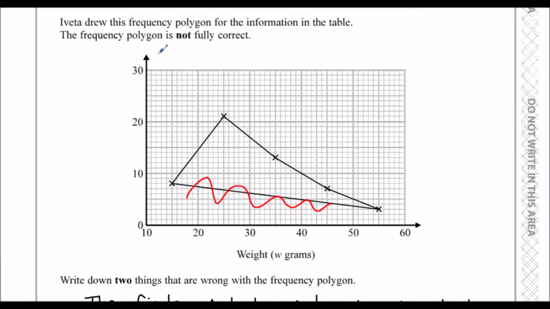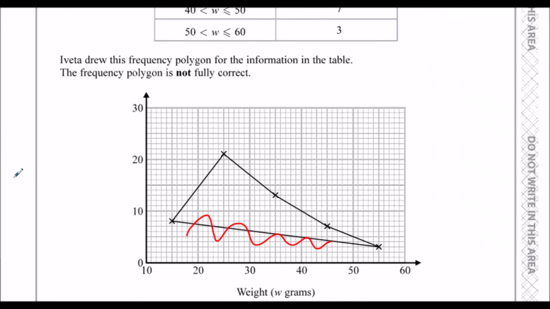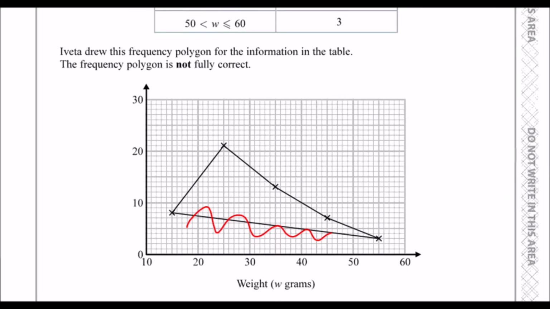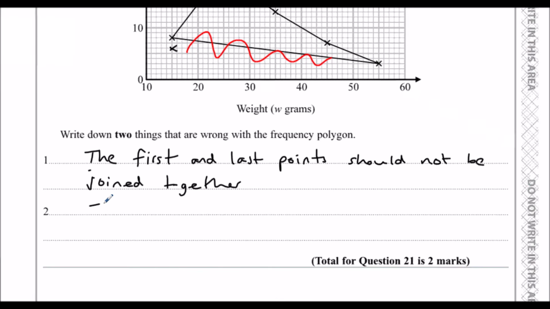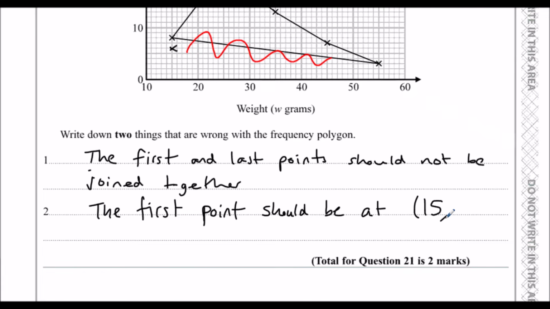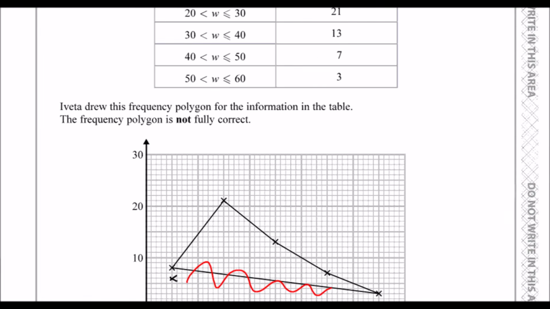So what else is wrong? Let's have a look. So midpoint against frequency. Our first point should be 15.6, which is here. So the first point is not plotted correctly. It should be at 15.6. And we don't need anything else.